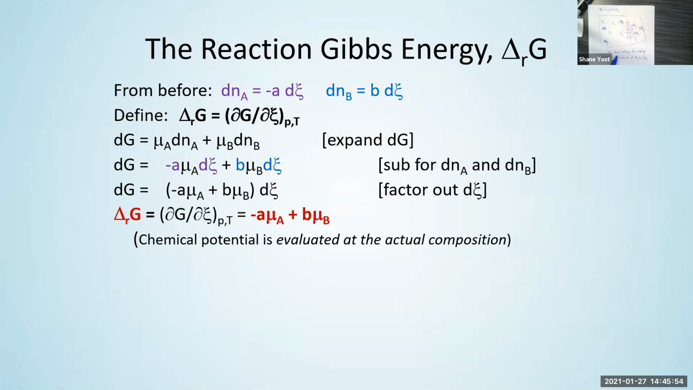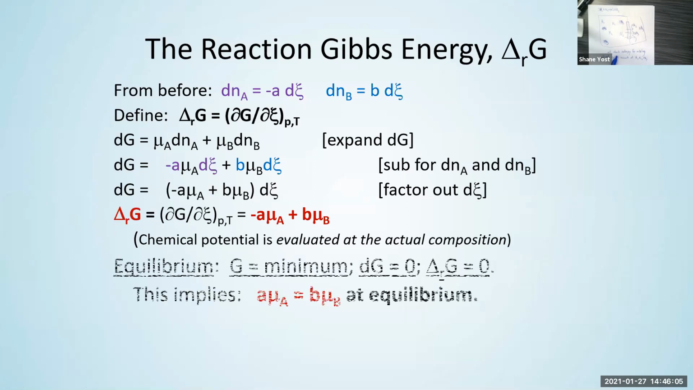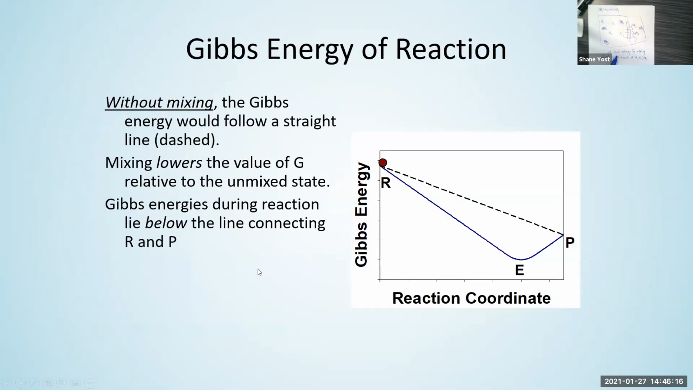Those chemical potentials vary depending on the concentrations of A and B in the mixture. So those aren't constants, they will change as the reaction is occurring. And at equilibrium, we're at the minimum of our free energy. So at equilibrium, that slope, that change in free energy at the minimum, is equal to 0, right?